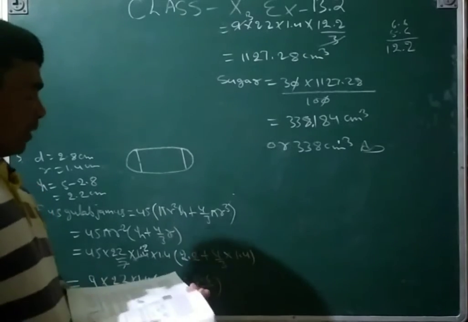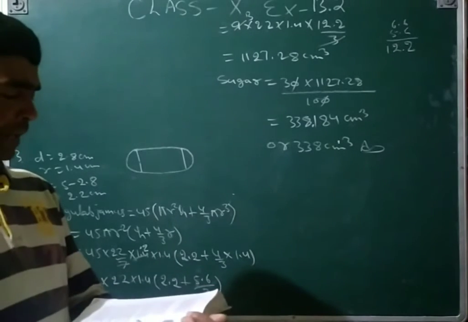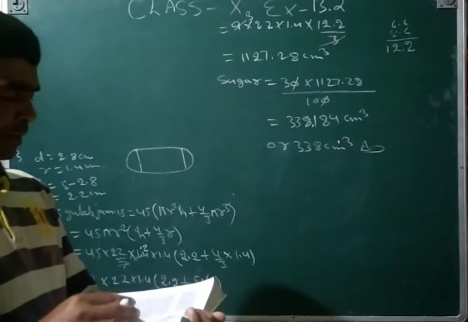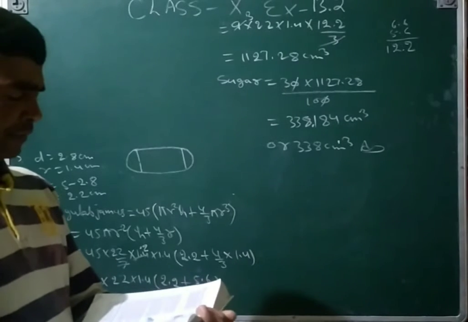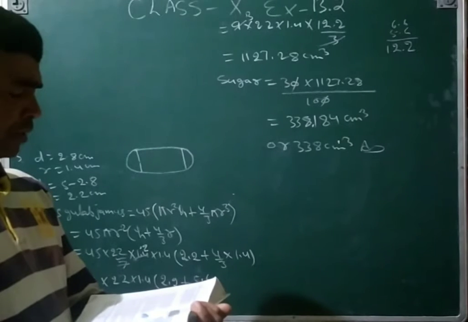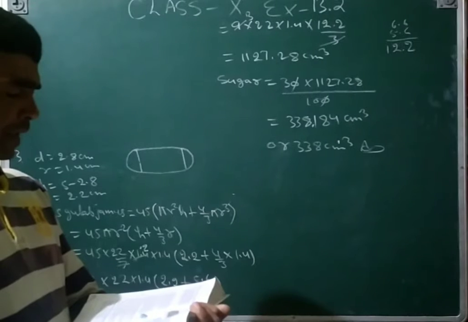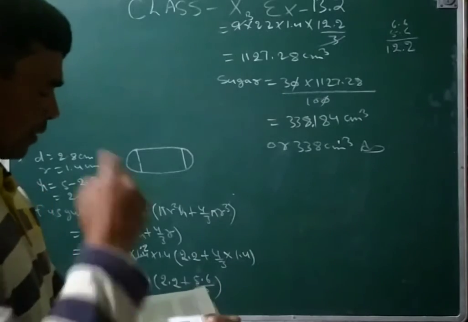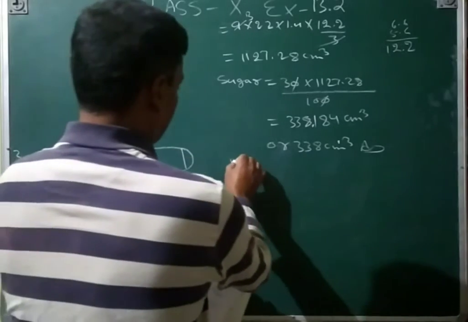Now question number 4. The diagram is given here: a pen stand made of wood in the shape of a cuboid with 4 conical depressions to hold pens. The dimensions of the cuboid are 15 centimeter, 10 centimeter and 3.5 centimeter. So that is the fourth question.